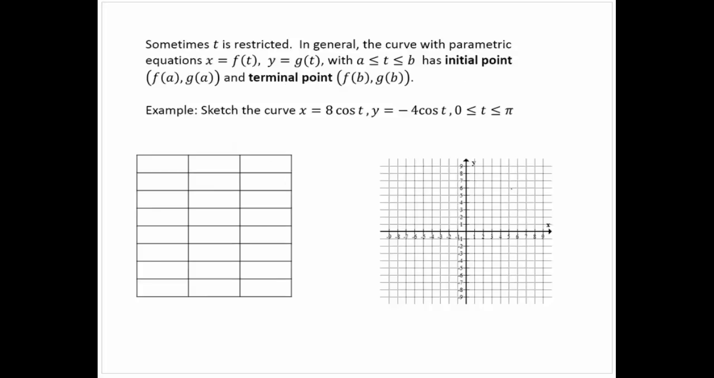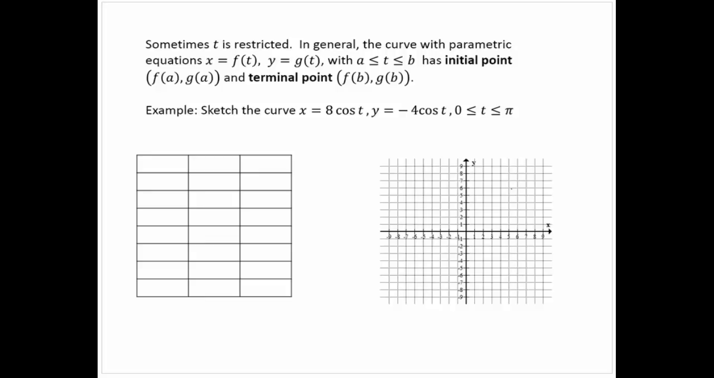As mentioned in the introduction of this section, sometimes the parameter is restricted. In general, if we are asked to work with a curve given in parametric equations, with a is less than or equal to t is less than or equal to b, we say that it has an initial point at f of a, g of a, and a terminal point at f of b, g of b.